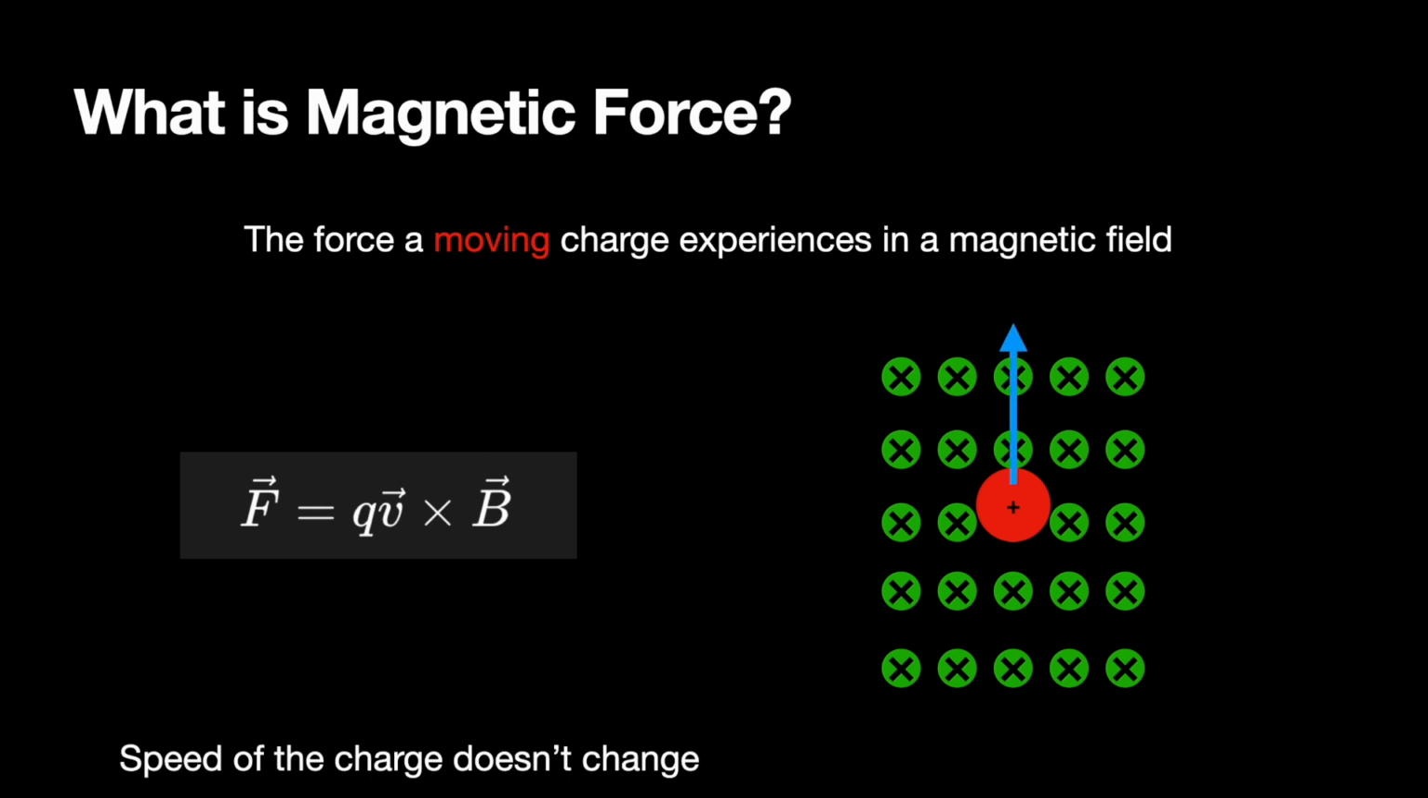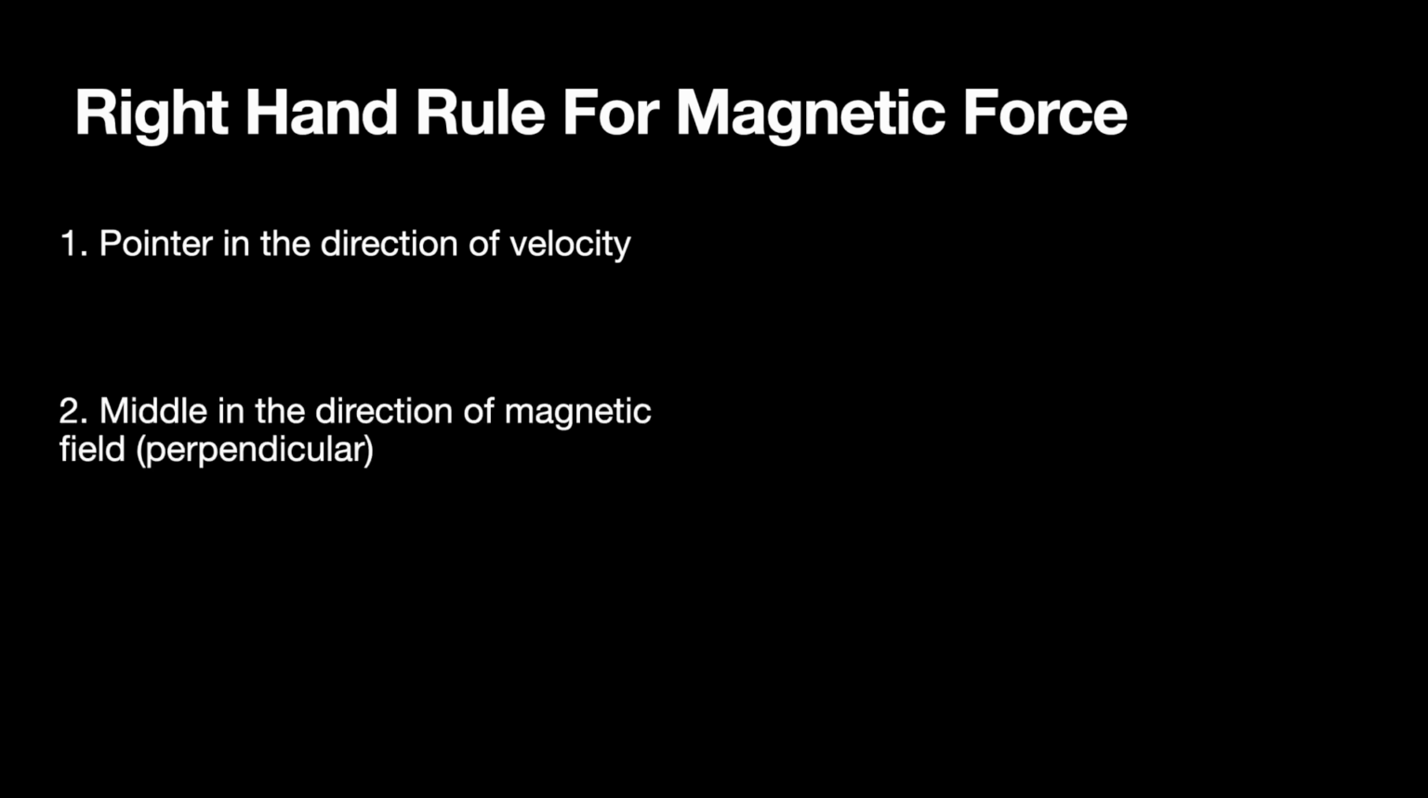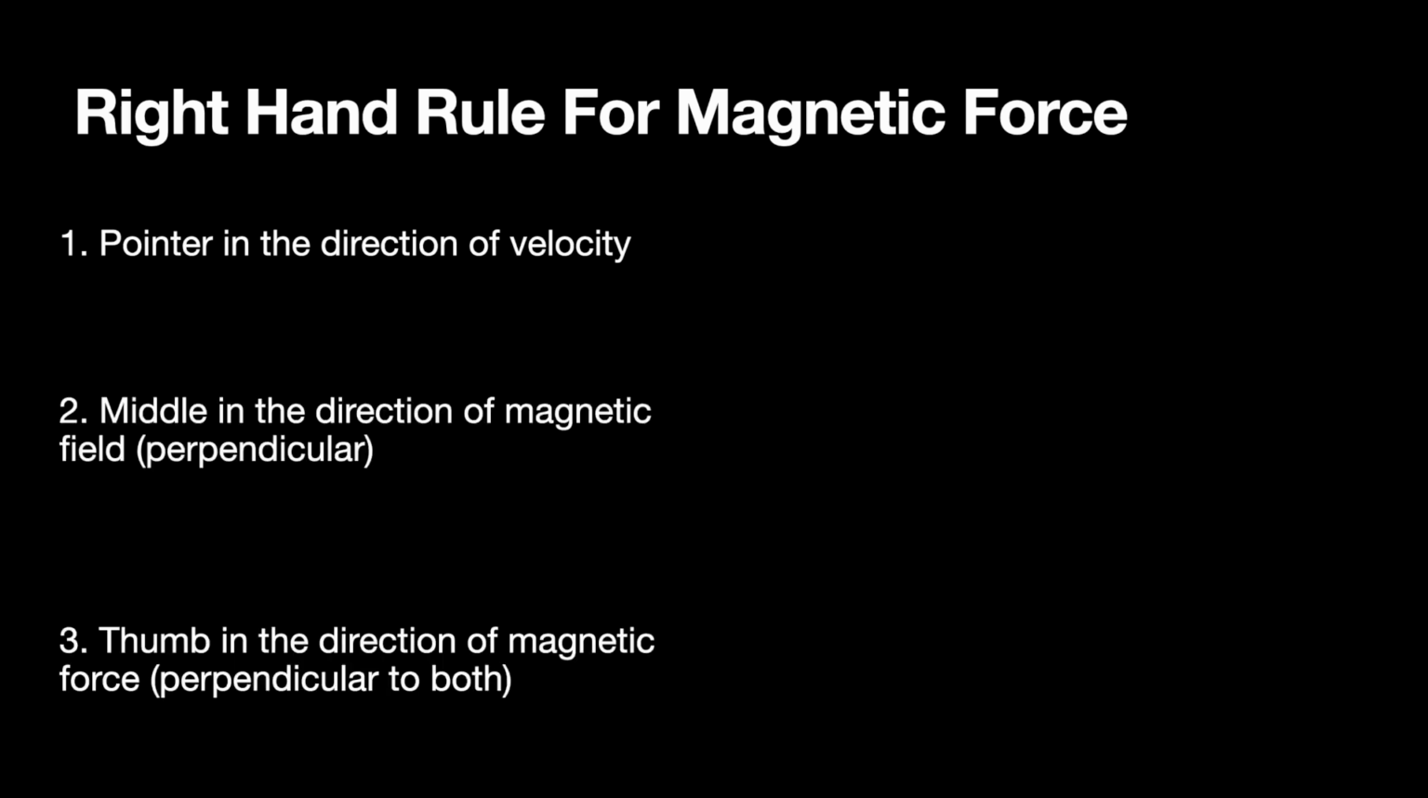Keep in mind that speed of the charge doesn't change as force is perpendicular to velocity, and the charge moves in uniform circular motion. The right-hand rule for magnetic force is useful for finding the direction of it. So you first point your pointer in the direction of the velocity, and then point your middle finger in the direction of the magnetic field, which would be perpendicular. Then you point your thumb in the direction of the magnetic force, which is perpendicular to both fingers.